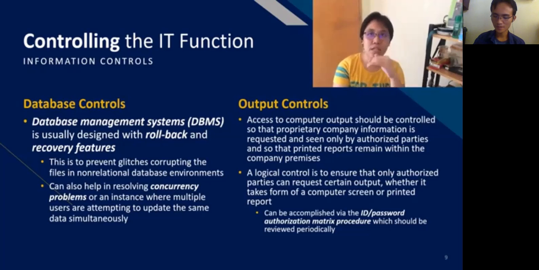And of course, if this involves a fraudulent activity, certain measures should be done in order for the organization to apprehend who made the fraudulent transaction, especially when it's inside the organization. And then lastly, for the output controls, access to the computer output should be controlled so that proprietary company information is requested and seen only by authorized parties, and so that printed reports remain within the company premises.